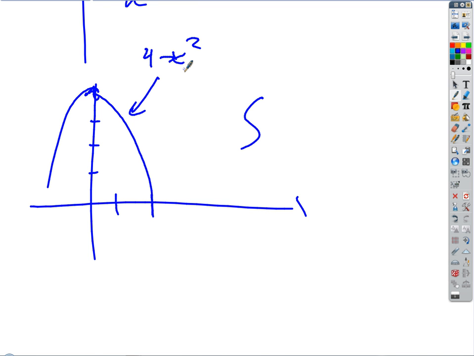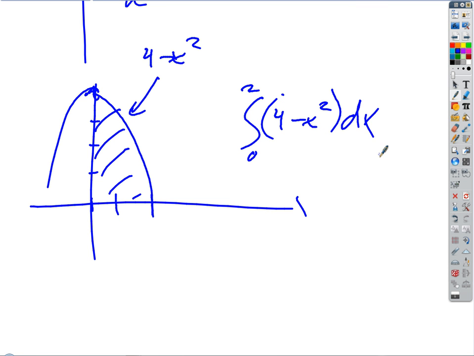So what do we get? Well, we'll just add up this area right there. Okay, 0 to 2, 4 minus x squared. I need parentheses around that, don't I? Yeah. And dx. Okay.